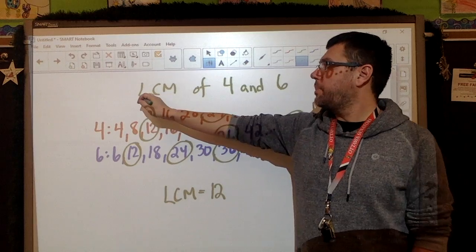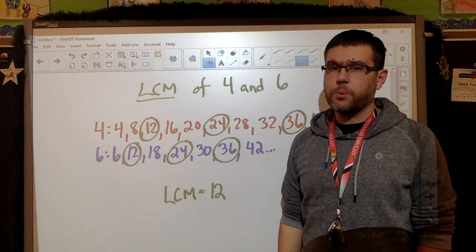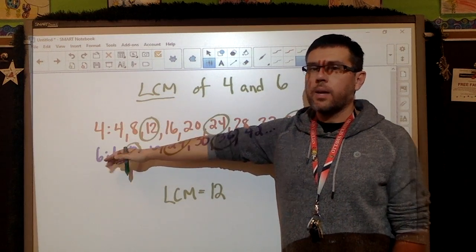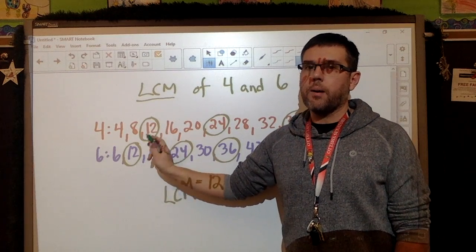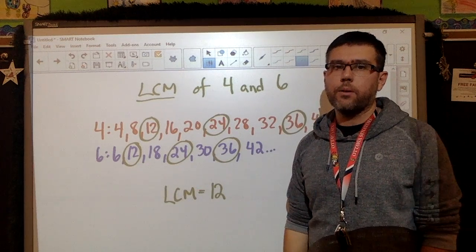All right, so just keep in mind when you see lowest common multiple, you're skip counting and you're seeing which number shows up first when you skip count by those two numbers.